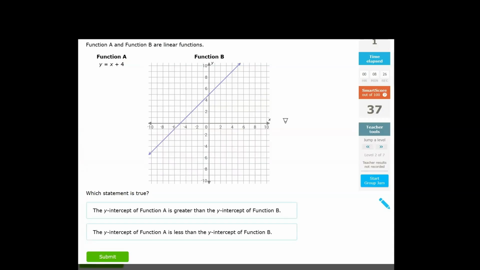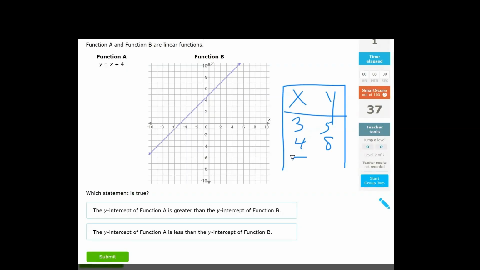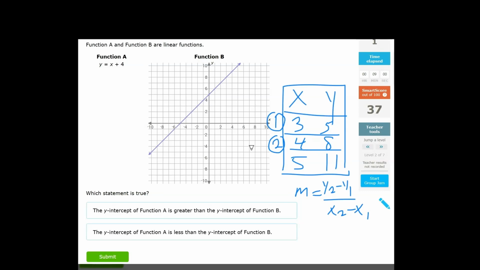And I also want to say that sometimes you might be given a table of values, like a table of x and y values, for example, and you might be given points. So like 3, 5, 4, 8, 5, 11, for example. And you would just take 2 of the 3 points, any 2 of the 3 points. Maybe this might be my point number 2, and this might be my point number 1. And I would use the slope formula, y2 minus y1 over x2 minus x1, and you would use their x and y values to calculate the slope. Okay?